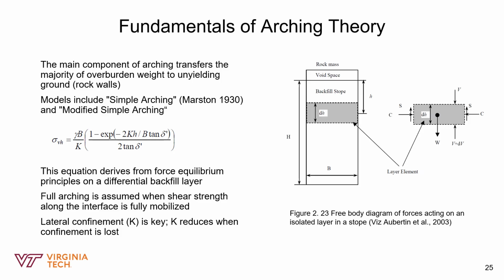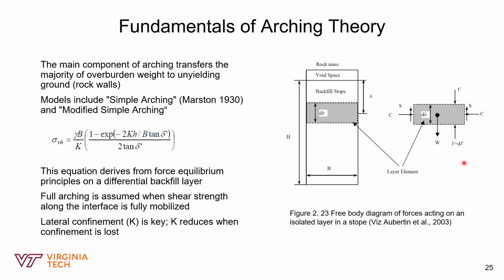So having established the concept, let's move into the physics that describes it. And so this brings us to the fundamentals of this arching theory. So the core principle here is that the arching transfers the majority of the overburden weight away from the backfill and onto the rock wall. And so to quantify this, we use models like the simple arching, which originally was proposed by Marston in 1930, and later modified versions.